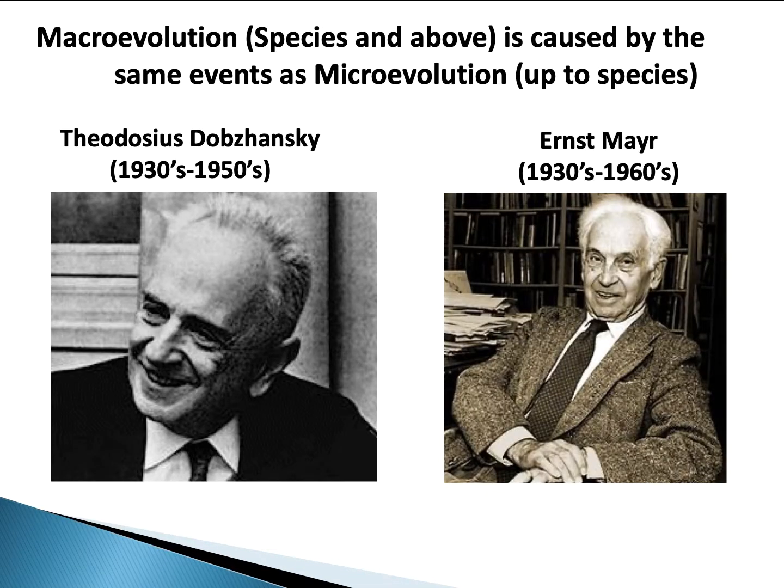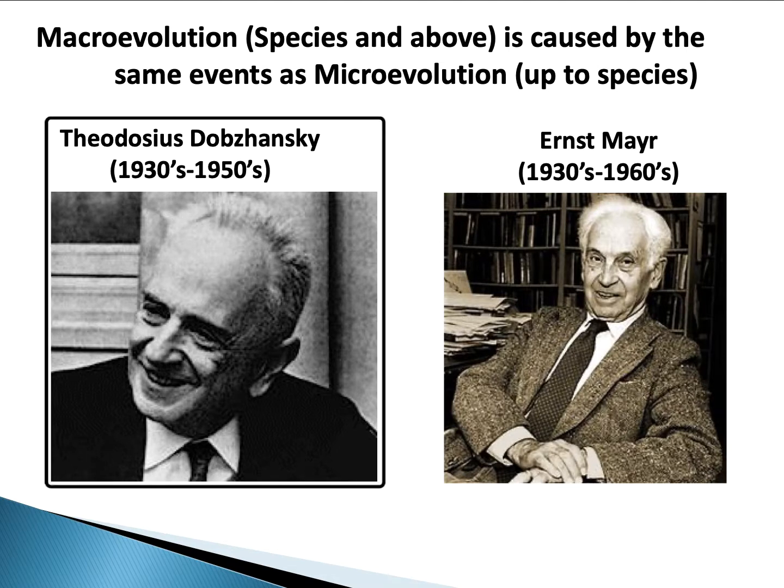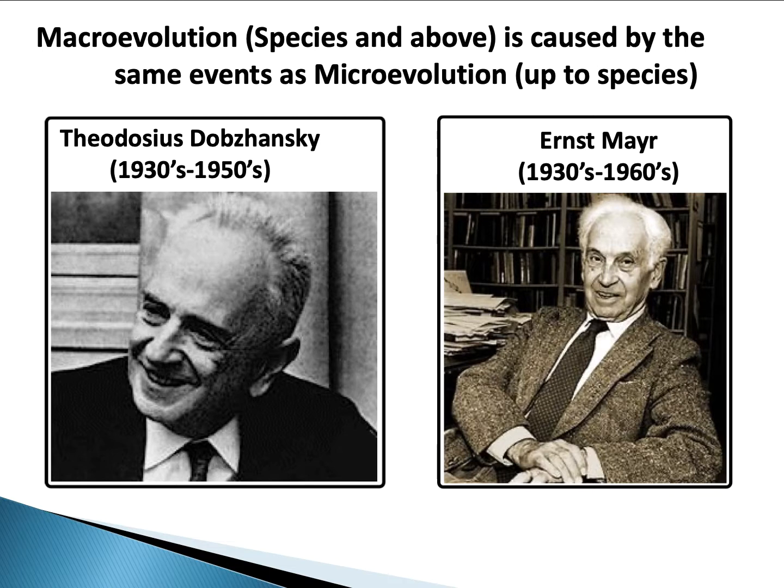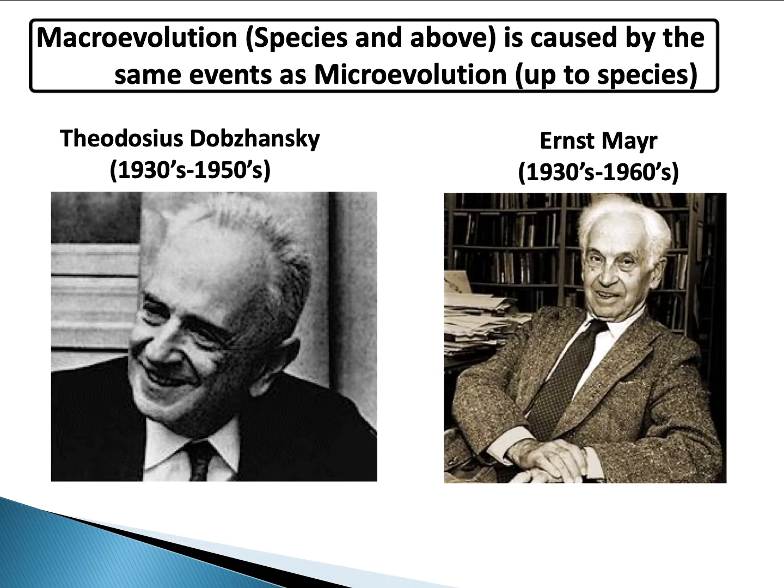And from the 1930s to the 1960s, Dobzhansky and Ernst Mayr were very active in looking at and investigating various aspects of evolution. And they proposed that macroevolution, that is, the evolution of species up to families, etc., was caused by the same events as those that occurred in microevolution, that is, individuals, mutation leading to populations of mutant organisms up to the point of speciation.